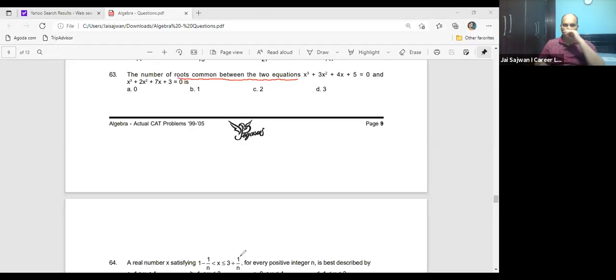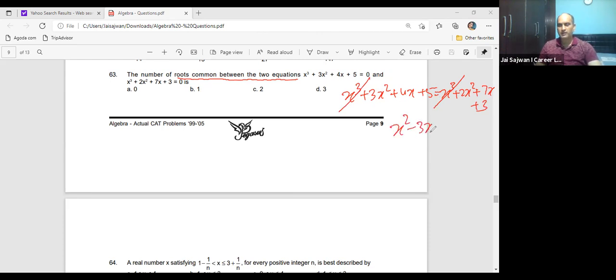Start with this. To all the gentlemen and gentle ladies. So I'll say that x cube plus 3x square plus 4x plus 5 should be equal to x cube plus 2x square plus 7x plus 3. I want to find out the common point of intersection. The point of intersection is x square minus 3x plus 2 is equal to 0. I'll say it is x minus 2 into x minus 1 is equal to 0. I'll say the value of x comes out to be 1 and 2.